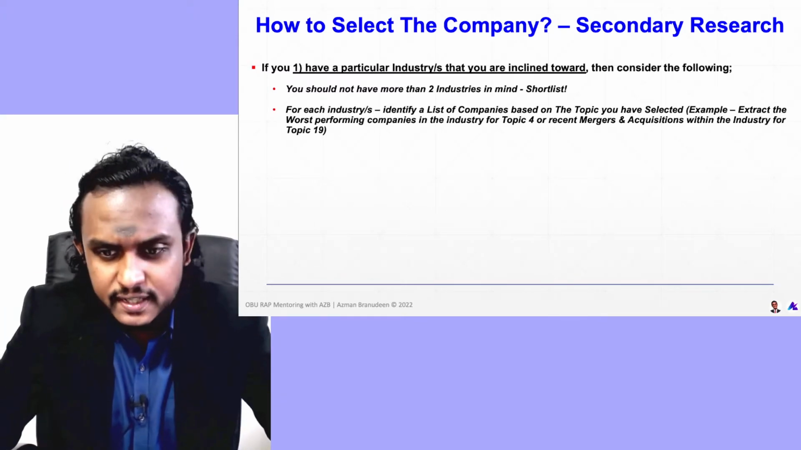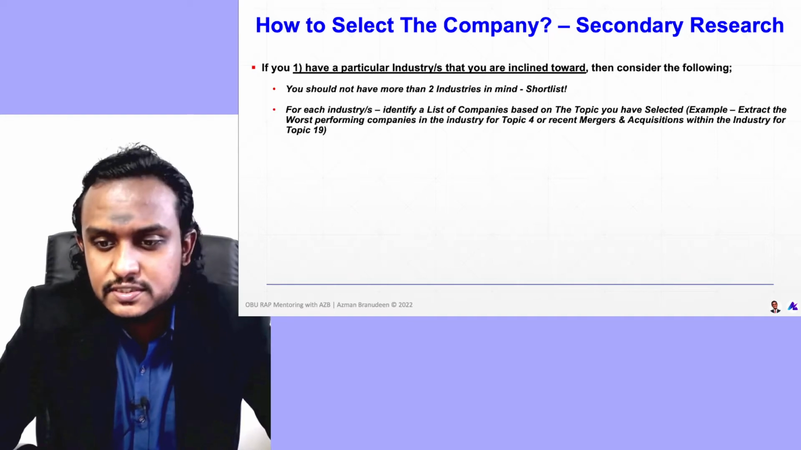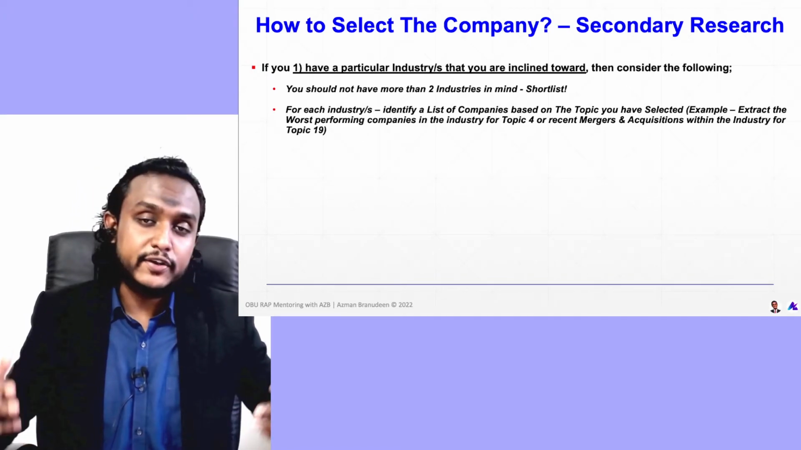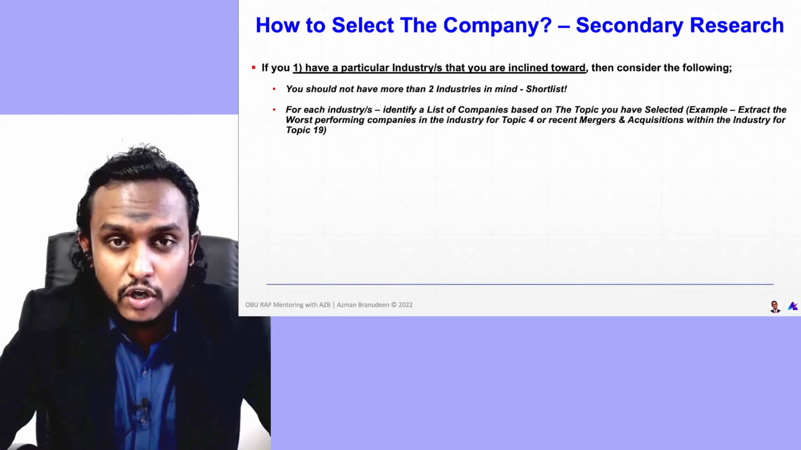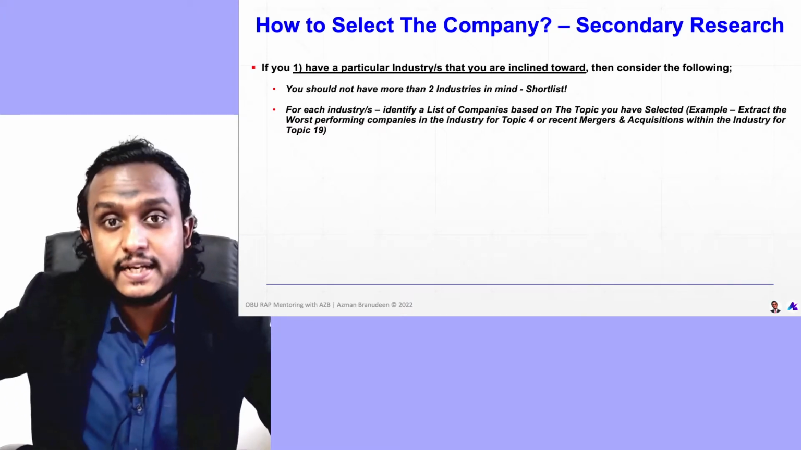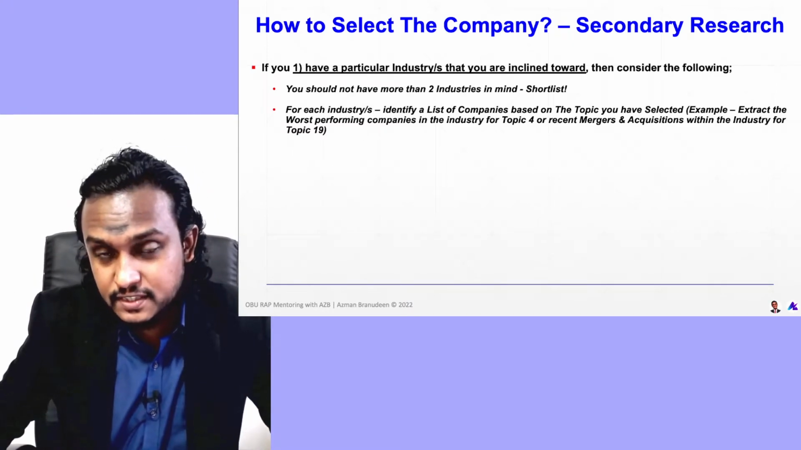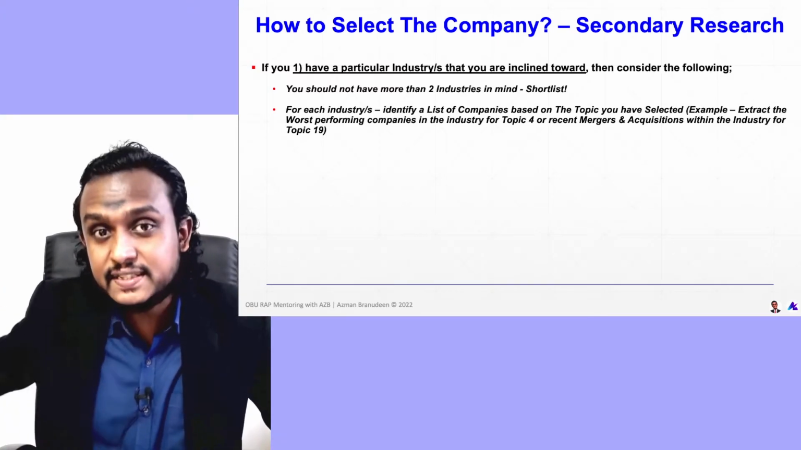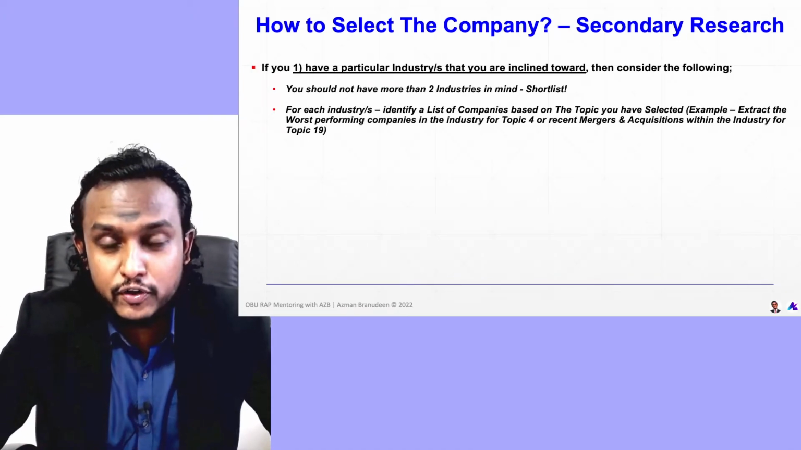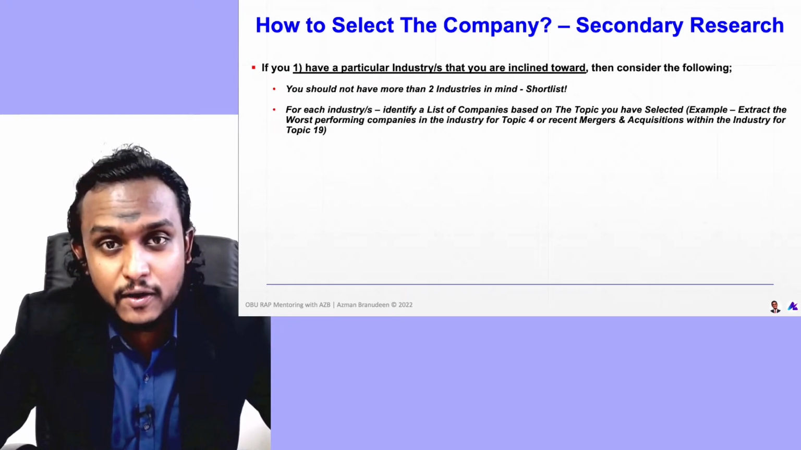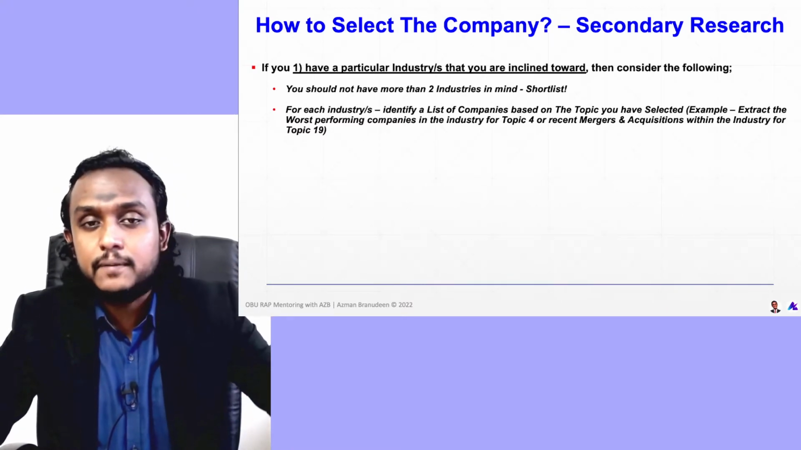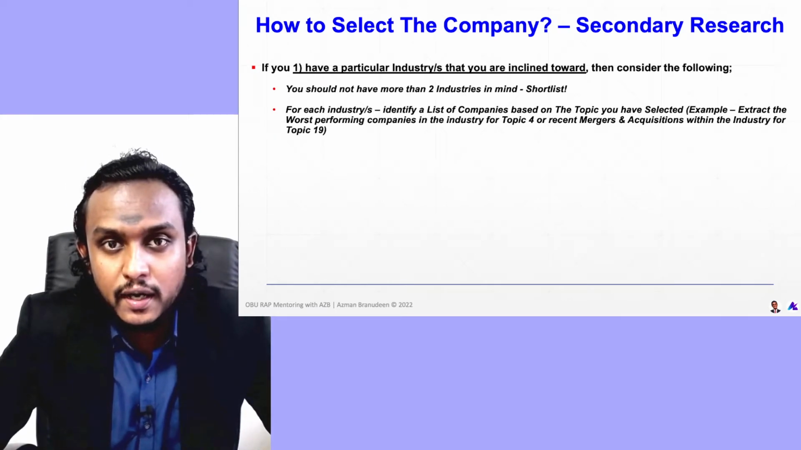Or another example, recent mergers and acquisitions within that industry for topic 19. If you have selected topic 19, you know that you're going to analyze financial and operational consequences of a merger and an acquisition. In this regard, you will have to look at a potential merger or an acquisition that happened 3 years ago. So if you have an industry preference, then you need to look at a merger or an acquisition that happened within the past 3 years or before that, that you can use for your topic, because that's what is related to it. That's how you use the topic to develop a criteria that you can use to search for a company that will relate to what you're going to engage in.